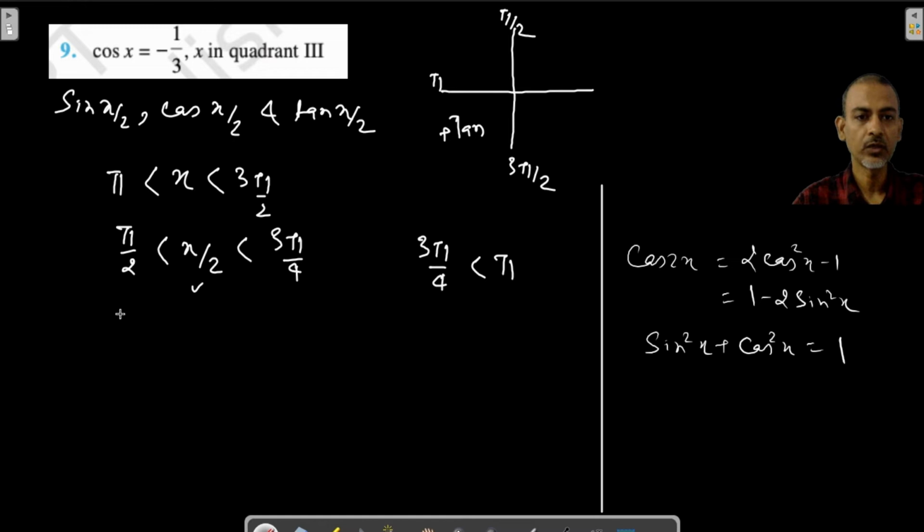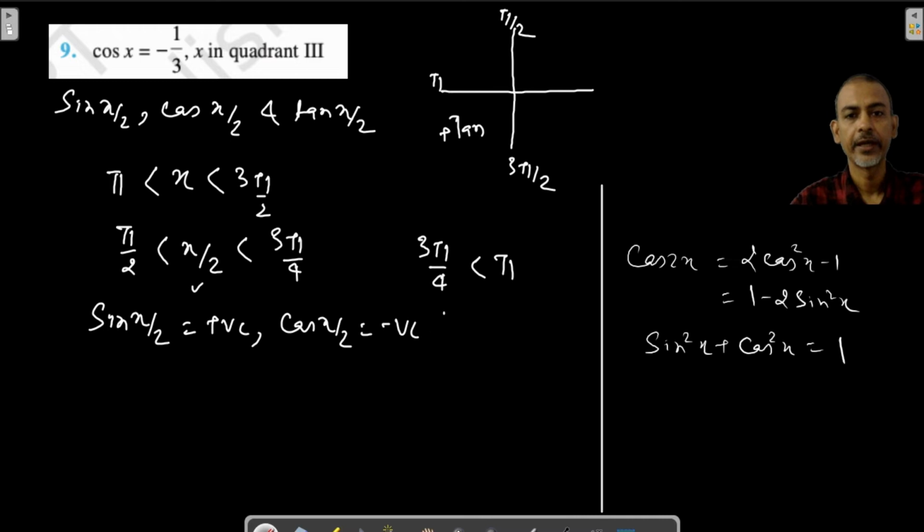And in the second quadrant, we know that sin x by 2 would be positive, cos x by 2 would be negative, and tan x by 2 would again be negative. So at least we have come to this conclusion. Now let's start to solve the problem.